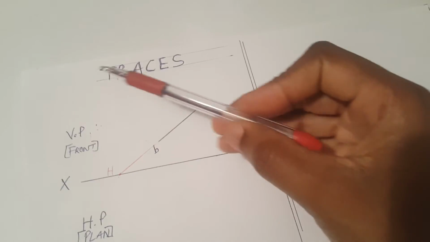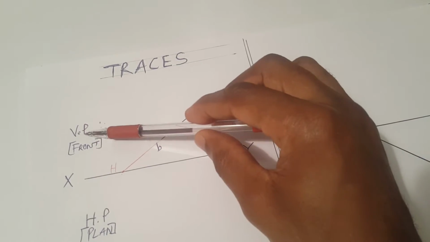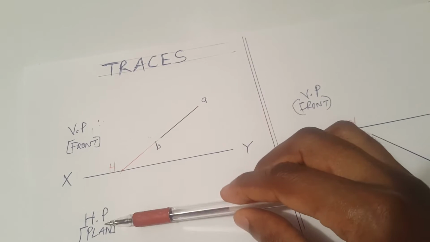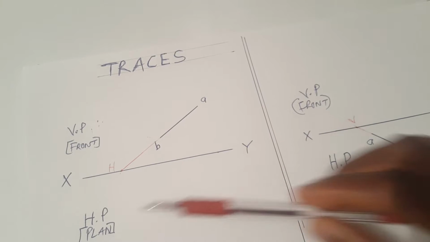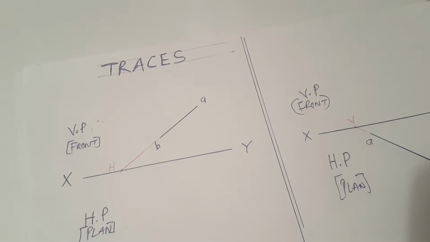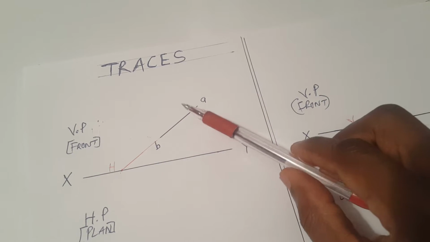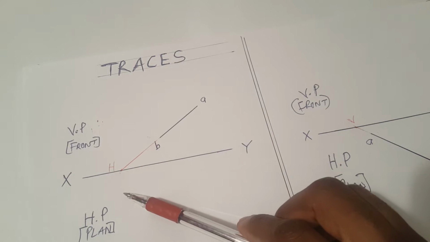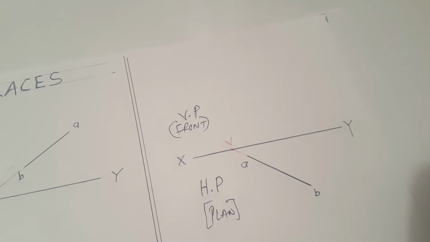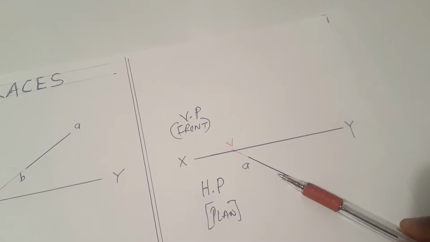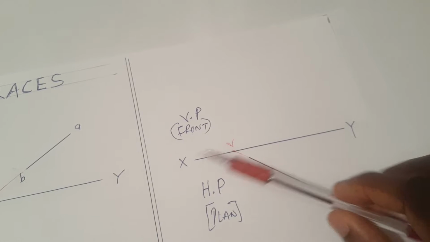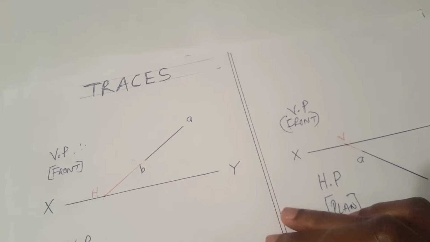It is important to note that we have the vertical plane, which is the front elevation, and the horizontal plane, which is the plan elevation. Only the front elevation can generate a horizontal trace, and in like manner, only the plan can generate a vertical trace. All right, very important to note.